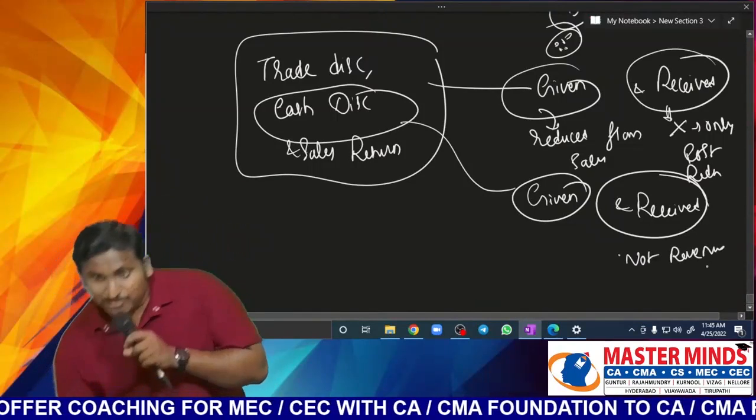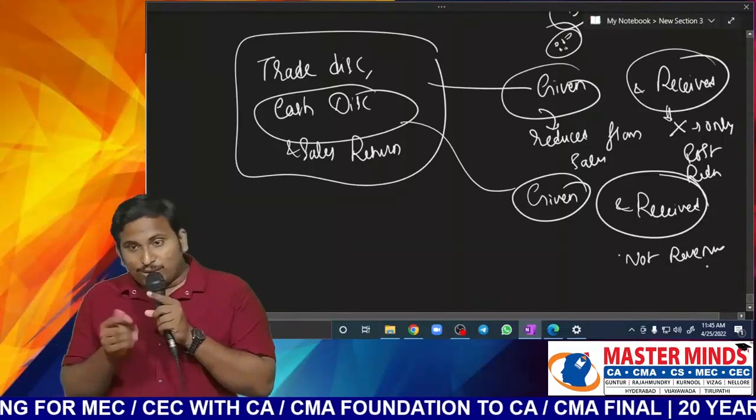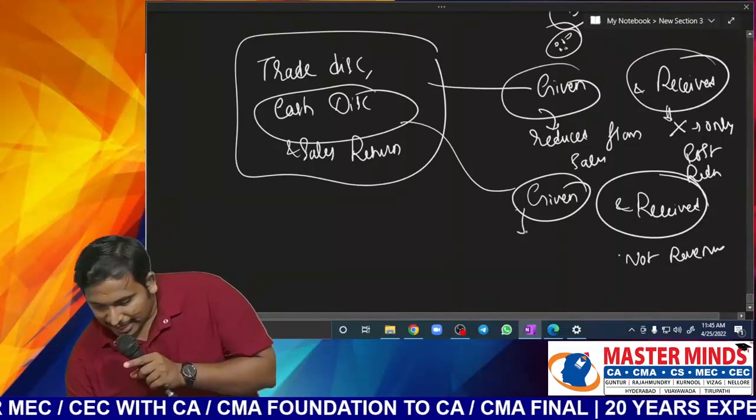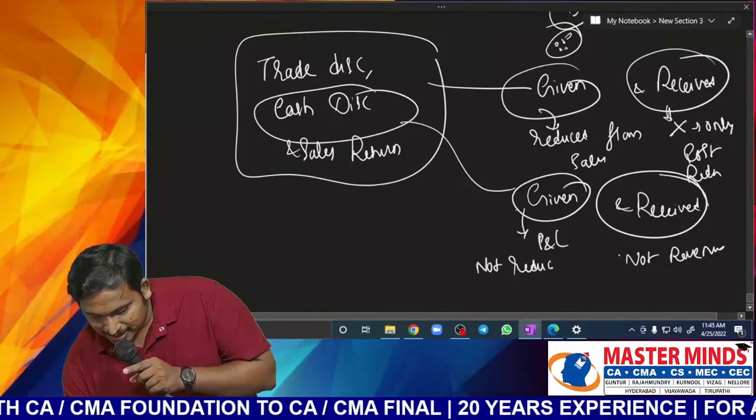Next, cash discount given. Will it be reduced from sales? No, it's a P&L expense. Trade discounts have to be reduced from sales. Cash discount only goes in P&L, not reduced from sales.